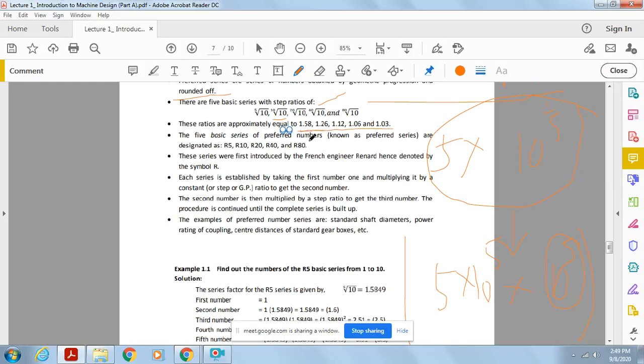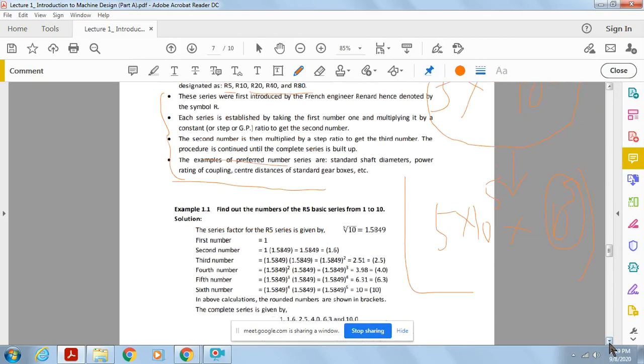The basic series of the preferred numbers are designated as R5. 10 to the power 1 by 5 means R5, 10 to the power 1 by 10 means R10, 10 to the power 1 by 20 means R20. So these go up to R80. This series is prepared based on the concept of geometric progression. All of you please go through these parts, which are very easy.